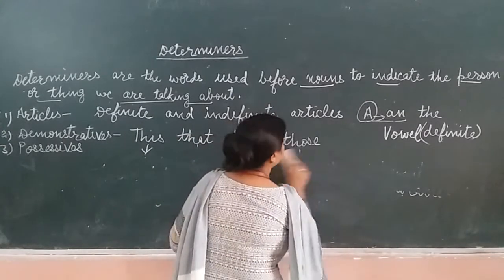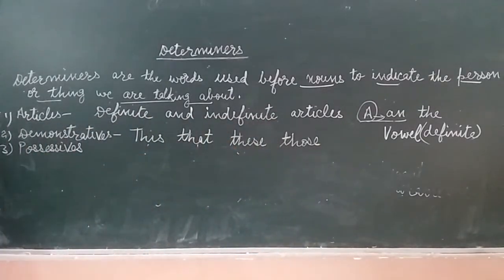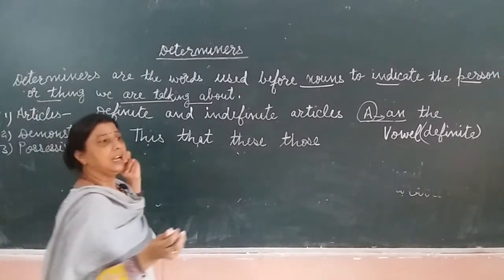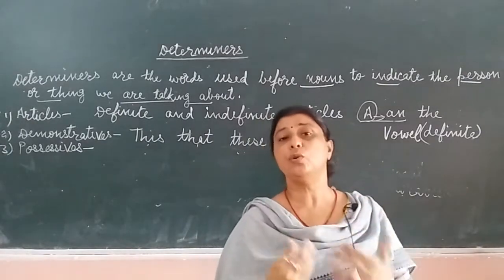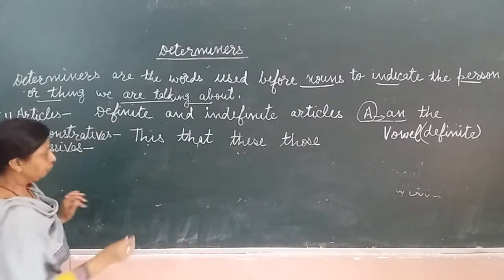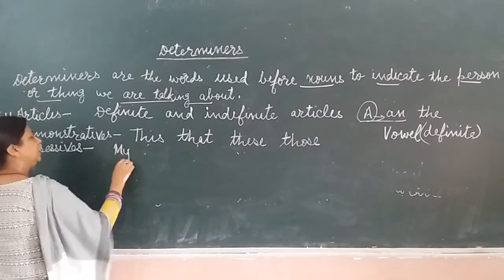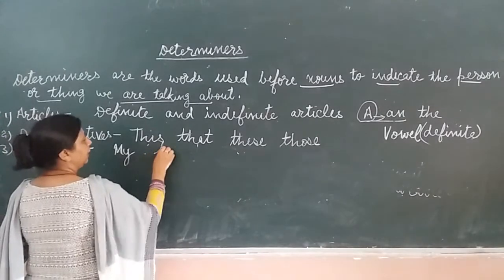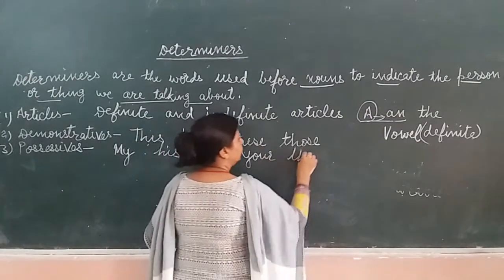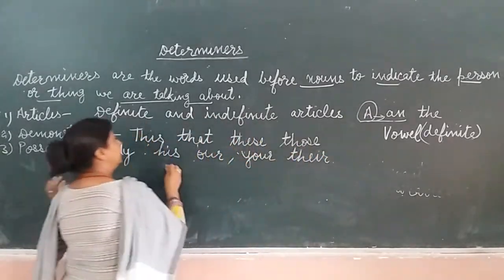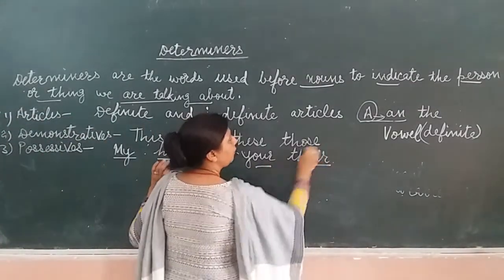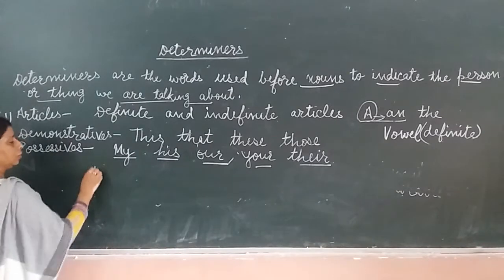Now let's move to our third category, that is possessives. Possessives, as the name is indicating, show possession over things. Whatever possession we have over a thing, you have certainly used my, his, our, your, their, and these can never be used single. These are always used with some noun.